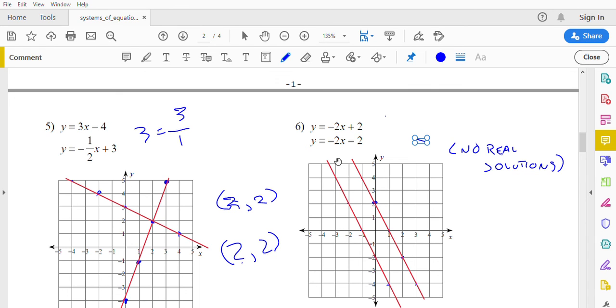Just to show you guys what that looks like, because I know we've gone over some of the other stuff. If we were to set them equal to each other, again, -2x plus 2 and -2x minus 2, when I add 2x to both sides, I'm going to get -2 is equal to +2, which is impossible.